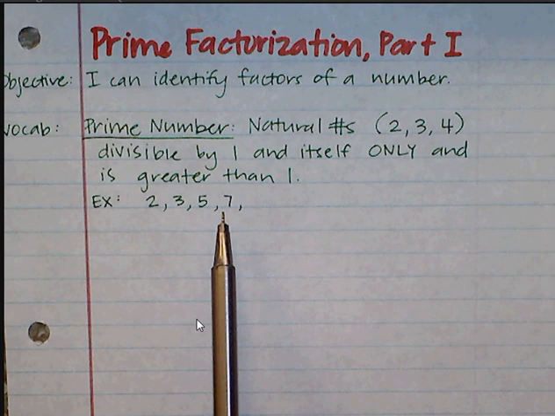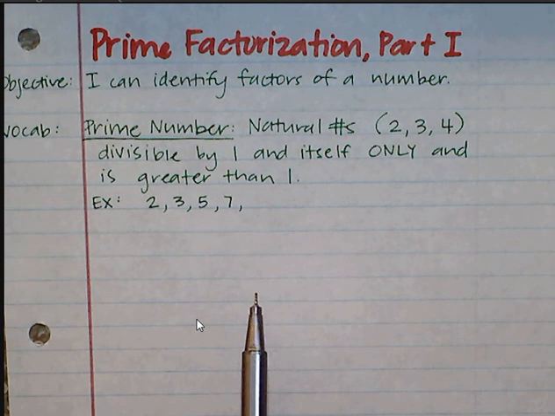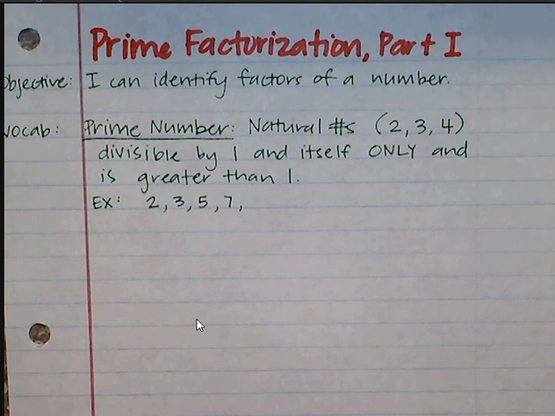But now I don't think 9 can be a prime number because 9 is divisible by more than 1 and itself. When I say it's divisible by, I mean it can be divided by more than 1 and itself. So not all odd numbers are prime numbers, so don't forget that. Not all prime numbers are odd numbers, so don't forget that.